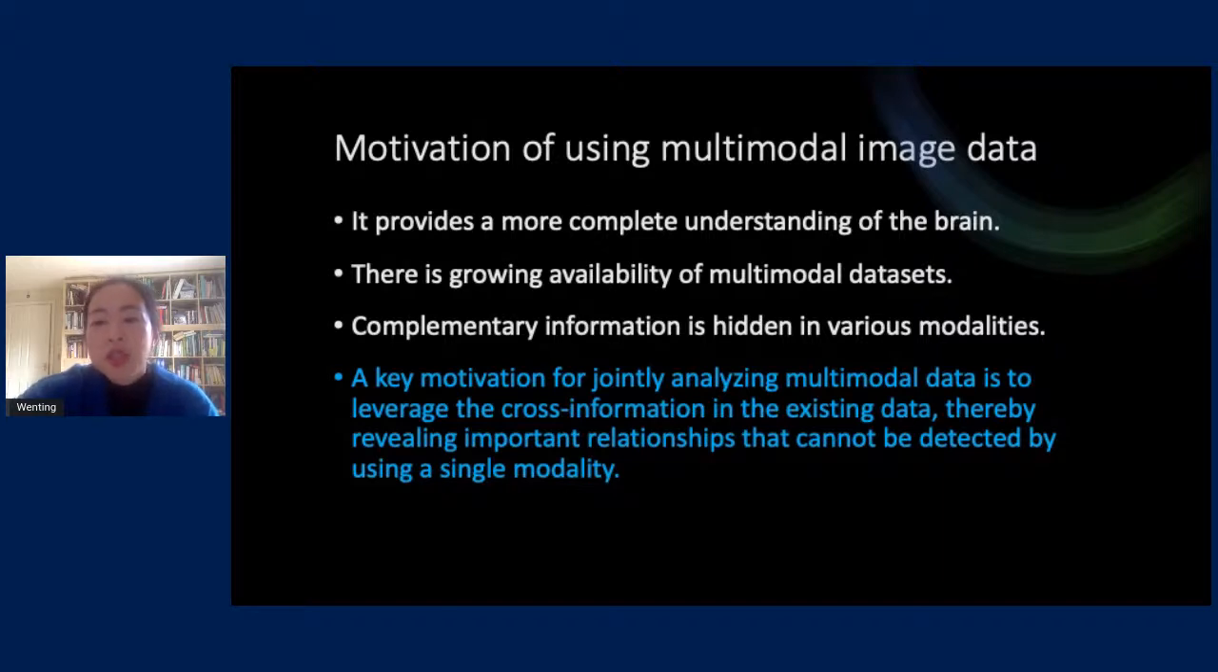The purpose of fusion is to obtain a better contrasted image, better quality, and better visual perception of the image data. Fusion should enable us to jointly analyze the multimodal data and leverage the cross information in the existing data. That should allow us to reveal important relationships that cannot normally be detected in a single modality. That is why we want to fuse the multimodal image data.